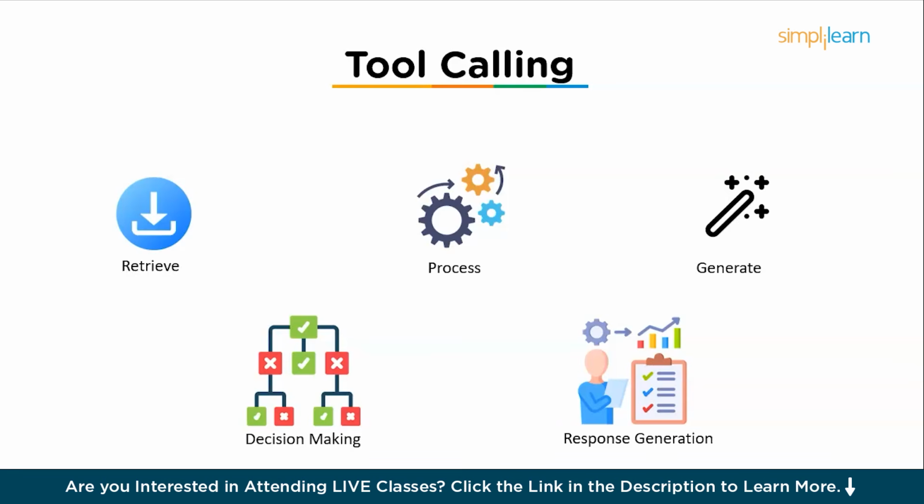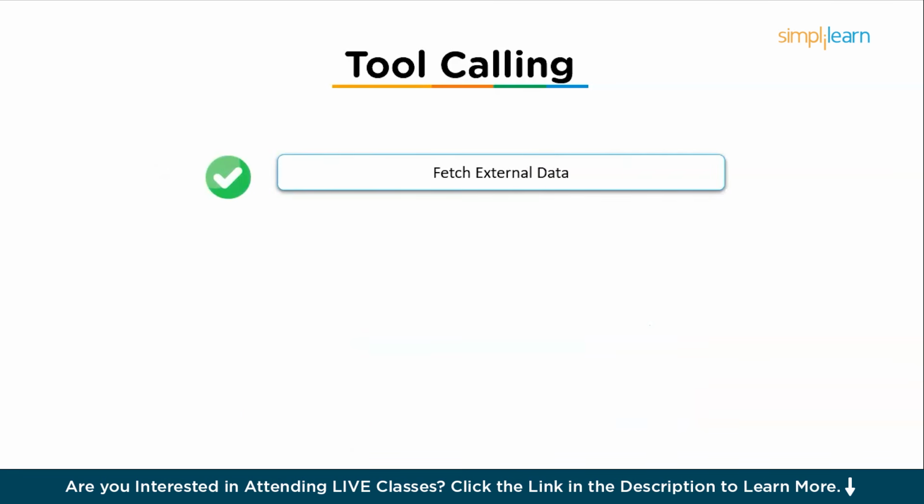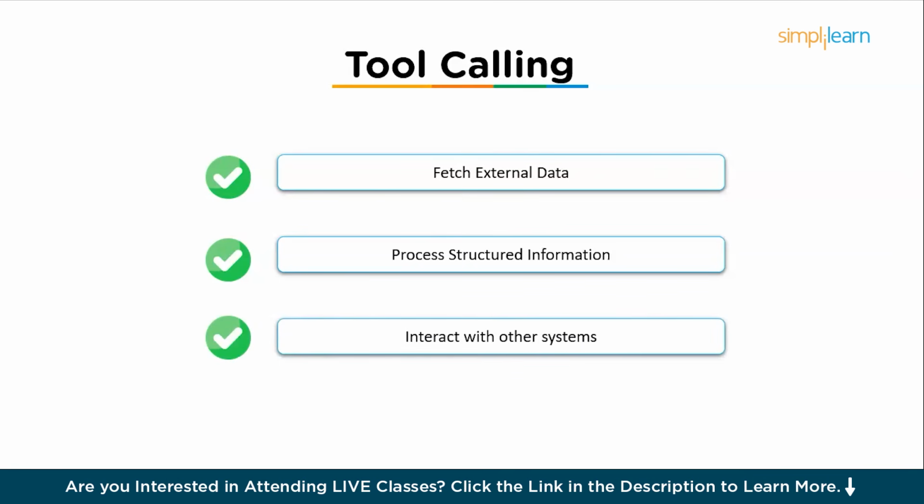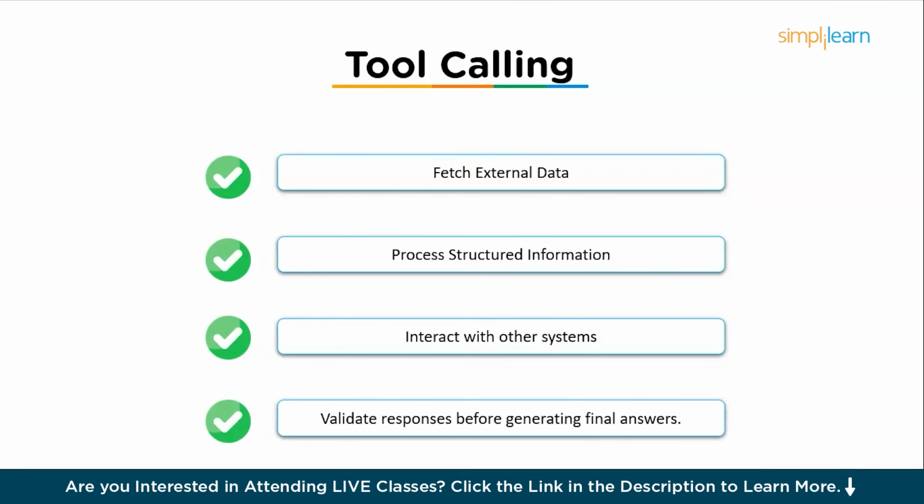So in a nutshell, tool calling allows AI agents in our RAG pipeline to fetch external data, that is from web search, databases or APIs. Then it processes the structured information, that is running calculations, querying vector stores and so on. Then it interacts with other systems, for example calling Python functions, SQL queries or cloud services. Then it validates responses before generating the final answers. So this ability augments the model's capabilities beyond what is stored in its training data, making it more adaptive and accurate. Now let us understand how tool calling works in RAG applications.